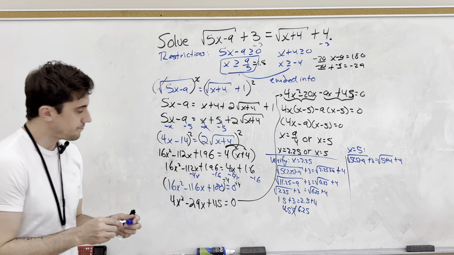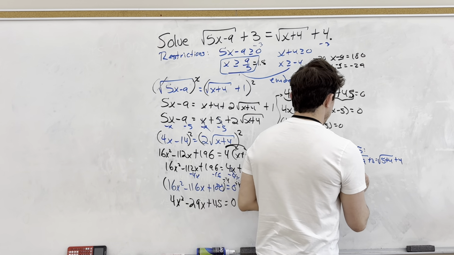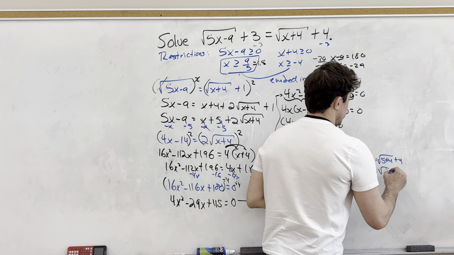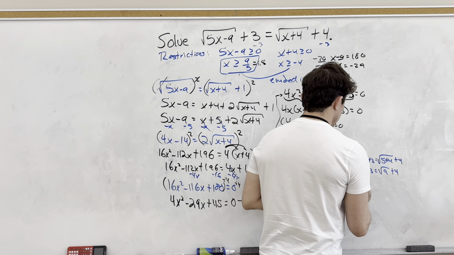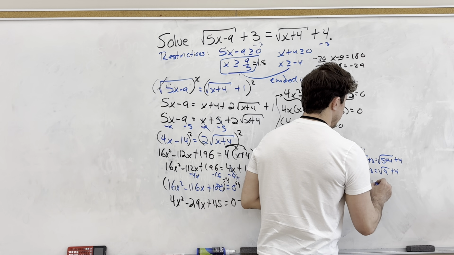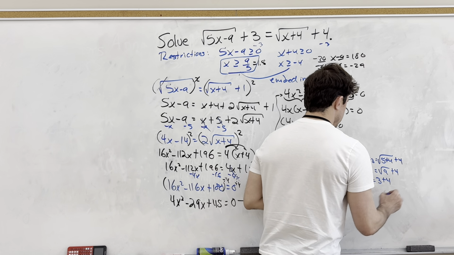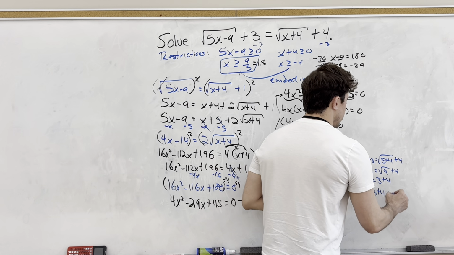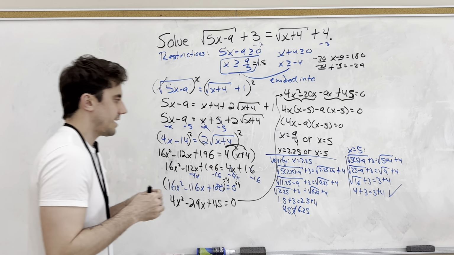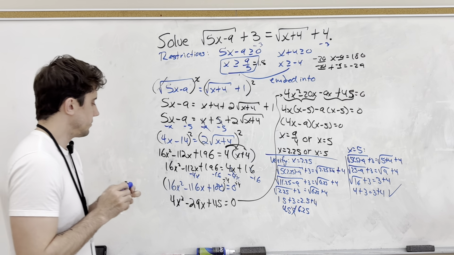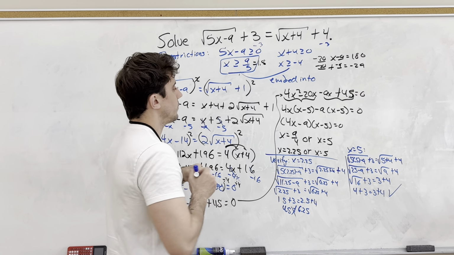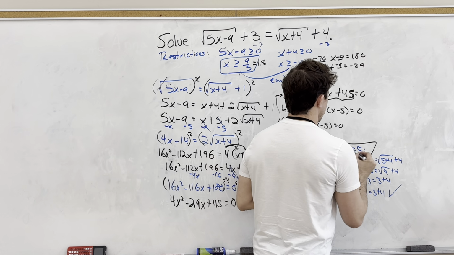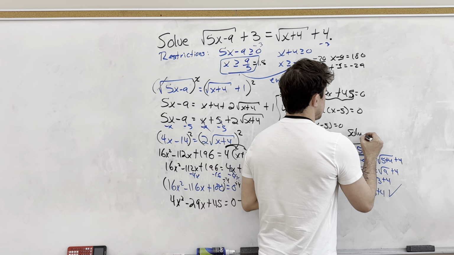Plugging that value back in. And so we have the square root of 25 minus 9, plus 3 is equal to the square root of 9 plus 4. That means the square root of 16 plus 3 is equal to 3 plus 4. That means that 4 plus 3 is equal to 3 plus 4. And of course, that absolutely is true. And so we get that x is equal to 5 is our one and only solution.